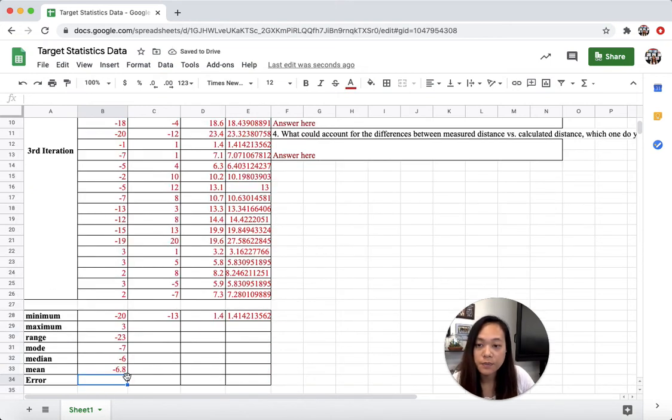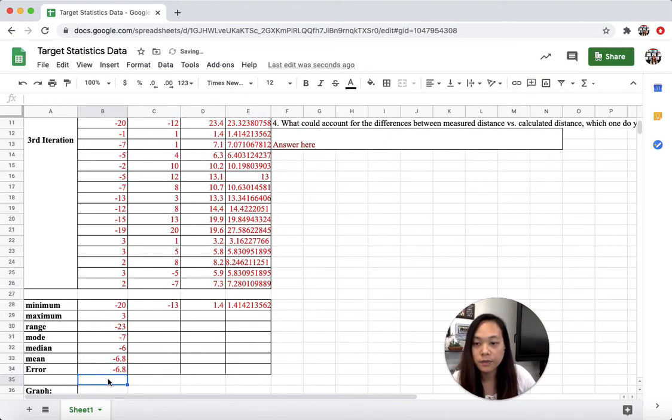So it's -6.8. Okay. To calculate my error, I would take my mean minus my x coordinate target. So mean minus 0, because that is my target. So it will be negative 6.8. So I'm negative 6.8 away from my target.